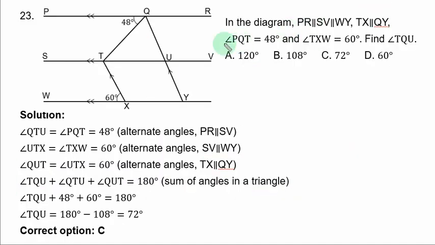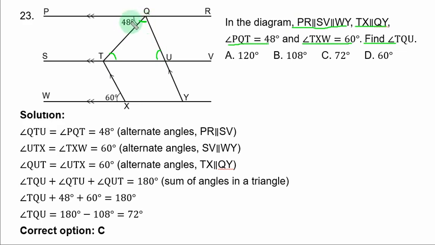Question 23. In the diagram, PQ is parallel to SV and is parallel to WY. TS is parallel to QY. Angle PQT is 48 degrees. Angle TSW is 60 degrees. Find angle TQU. This is TQU. Now we have a triangle here. If we are able to get this angle and get this angle and add the three together, you can get TQU.